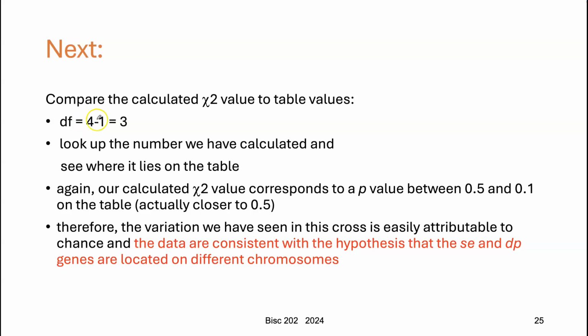Okay, so we compare these to the table values. We figure out our degrees of freedom. We look up the number and see where it lies on that table. I'll show you in a sec. Our calculated value actually turns out to be very, very acceptable because it's way up between 0.5 and 0.1. And that means the variation we've seen in the cross is easy to attribute to chance, and so the data are consistent with our hypothesis.